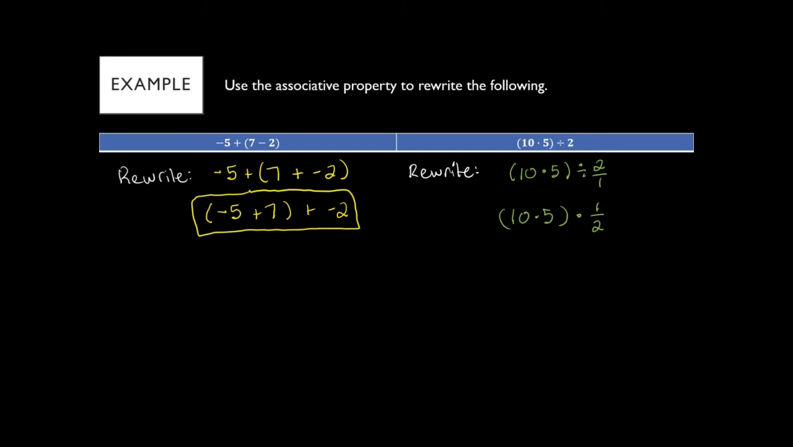So we haven't actually used the associative property yet because we haven't actually moved the parentheses. So now that we've turned it into all multiplication, now we can move the parentheses. And that would give us 10 times 5 times 1/2. And that's what it would look like when you use the associative property there. So you want to be careful because you can't just move parentheses when there's subtraction or division. You need to actually first put it into another form where you can move the parentheses.